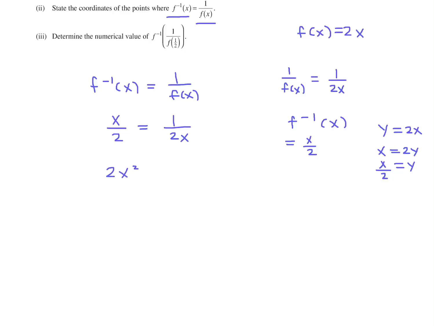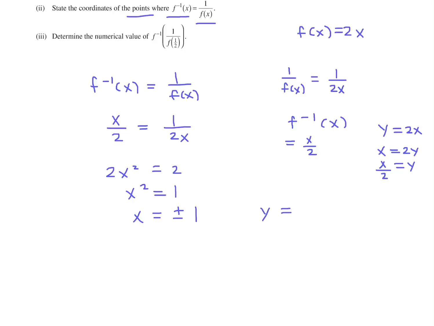So cross multiply, you get 2x squared is equal to 2. x squared therefore equals 1. And take the square root, and you get x equals plus or minus 1. Now they want the points, so don't forget the points. Don't just get x and move on. To get the points, just sub it back into one of these. Either one is fine.